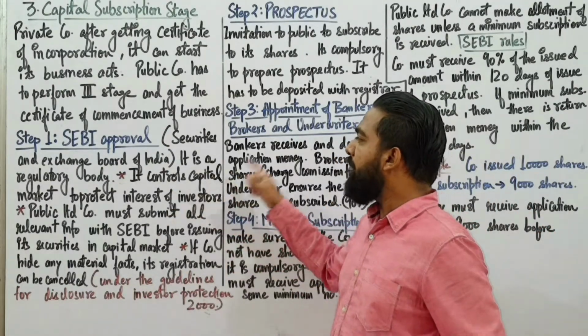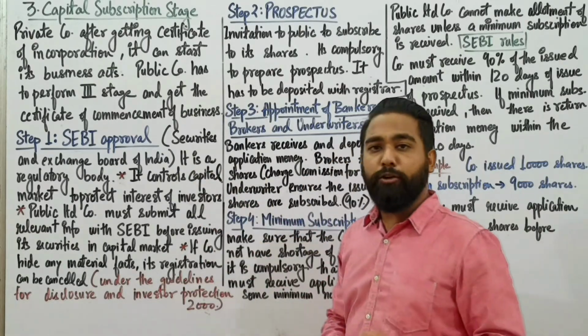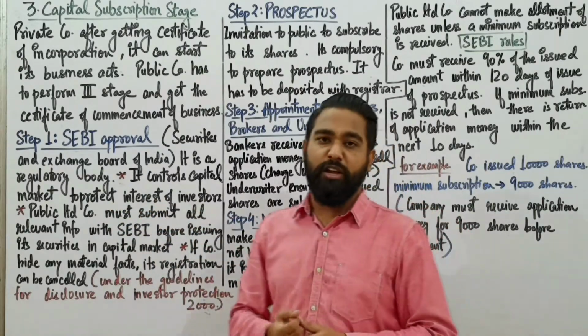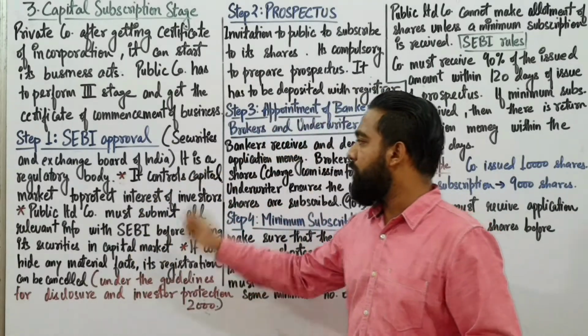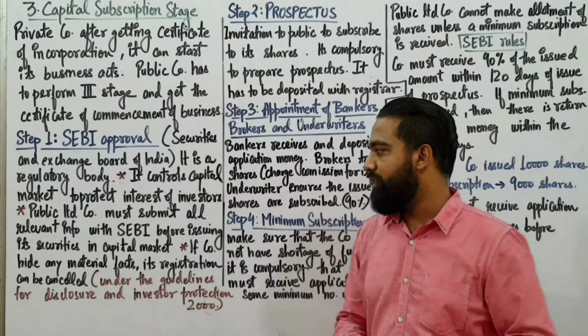Now, it is a regulatory body. It controls the capital market. Why does it control the capital market? To protect the interest of investors. Those who have invested should not be cheated. So this is a regulatory body that controls the capital market to protect the interest of investors.